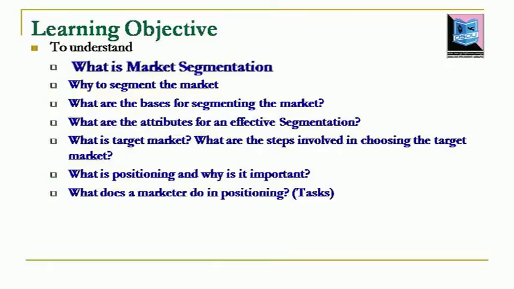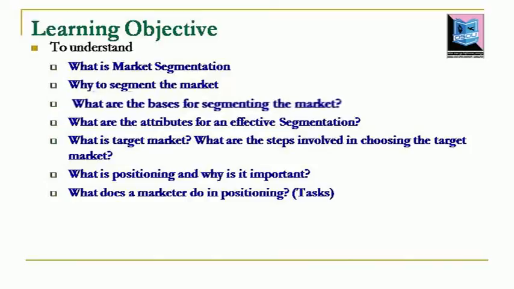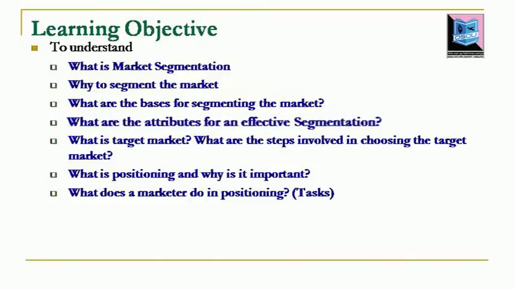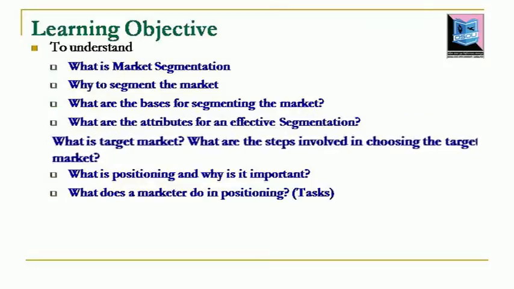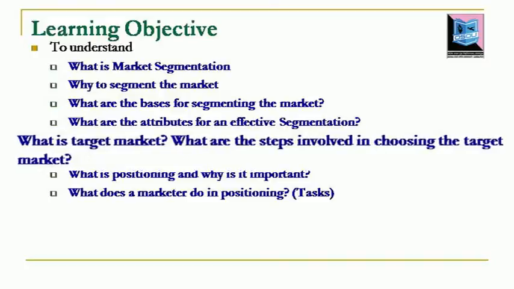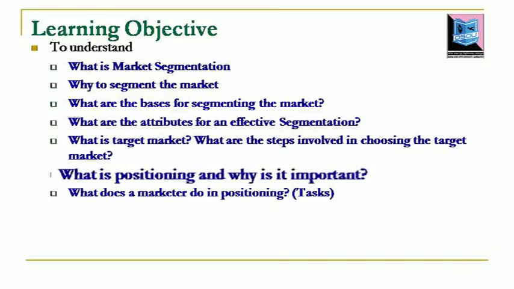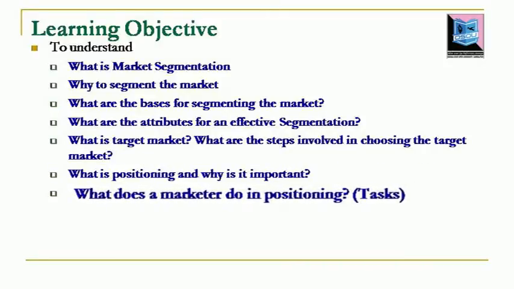To understand what market segmentation is, why to segment the market, what the bases for segmenting the market are, what the attributes of an effective segmentation are, what a target market is, coming to targeting next to segmentation, what the steps involved in choosing a target market are, what positioning is and why it is important, what a marketer does in positioning, how a marketer studies the possibility of positioning through perception mapping, and what repositioning is. These are what we will briefly be discussing in this session.